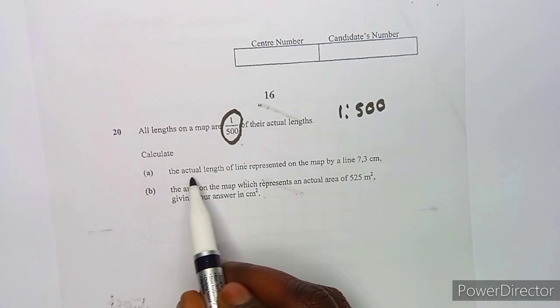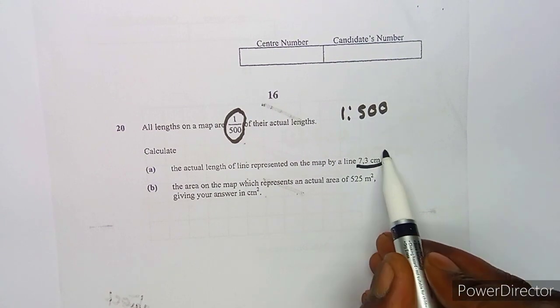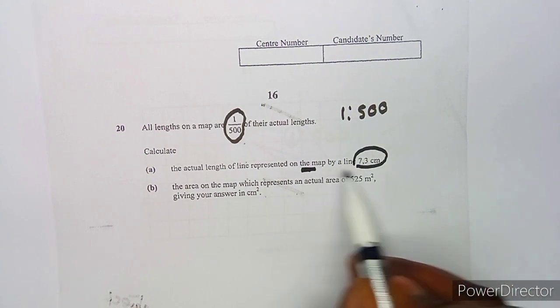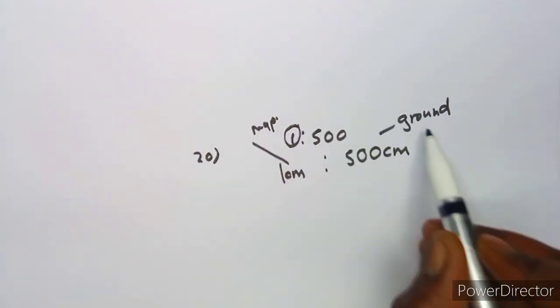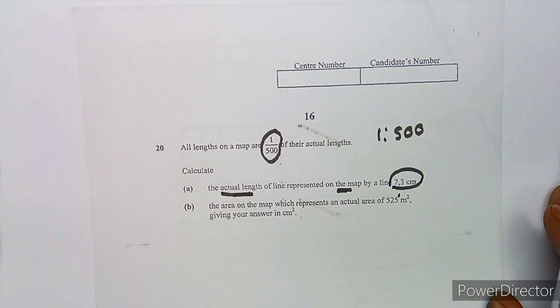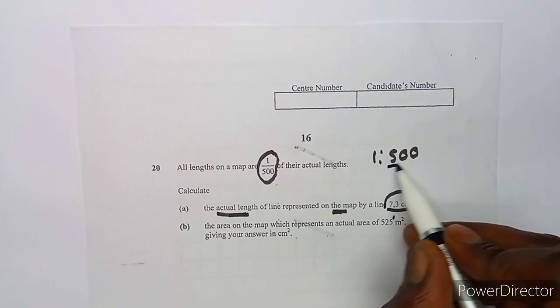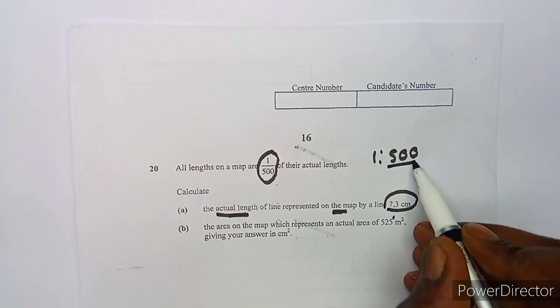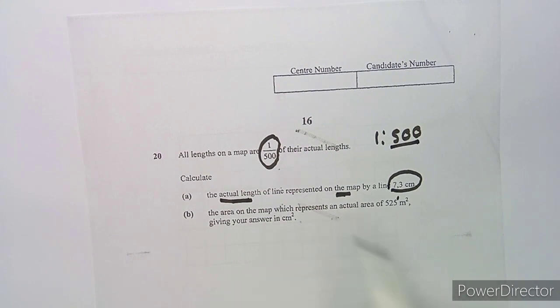All right, so the question is, find the actual length of a line represented on the map by a line of 7.3 centimeters. On the map, it is 7.3. What is the actual length? That is what is on the ground. The actual length is what you are referring to, what is on the actual ground. So you can convert this to any unit of measurement that is comfortable with you, because you are not given the unit to say, give your answer in meters or in centimeters.